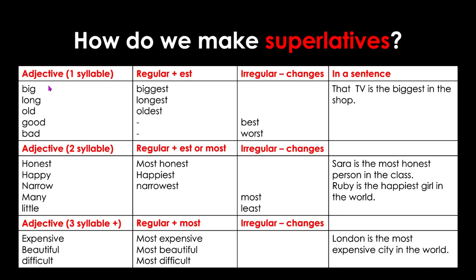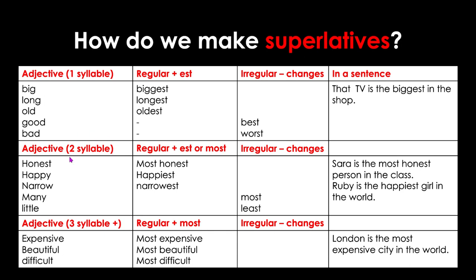So this time, if the adjective has one syllable, we are adding est. So we are saying biggest, longest, oldest. Again, we've got irregular adjectives, and these turn into good to best, bad to worst. And they're quite common, so they are worth learning and using. In a sentence, that TV is the biggest in the shop.